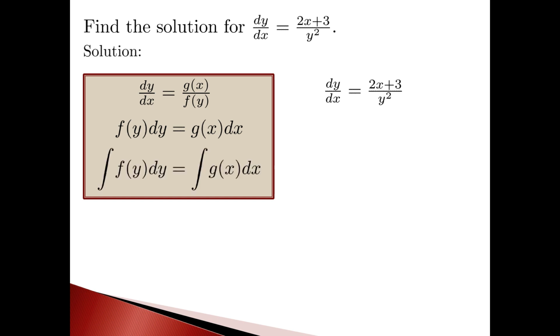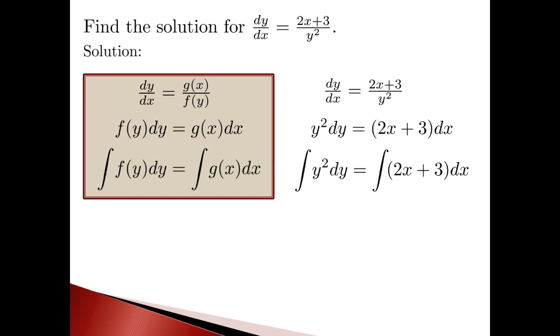So let's see how this works with this example. I need to multiply through by the y squared. That'll move the y squared over with the dy, and then multiply through by dx, and that moves the dx over with the 2x plus 3. Now notice that all the y's are on one side, all the x's are on one side, just like we normally do when we solve an equation. We want to move all the x's to one side, all the y's to one side. Now we can just integrate both sides.